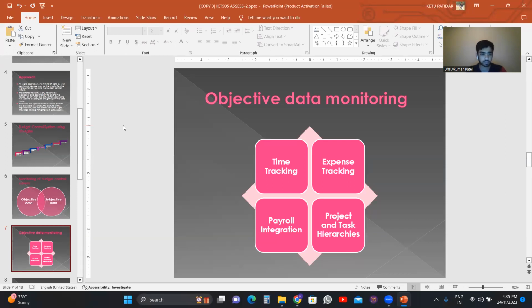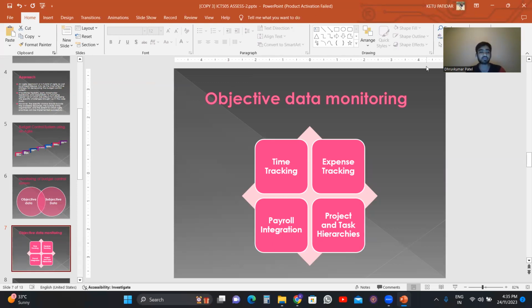And in second one, expense tracking. In expense tracking, install a system that enables staff members to log costs associated with projects. This process can be streamlined by integration with company credit cards or expenditure receipts. And next one, payroll integration. Connect the system to the business payroll system in order to reliably record employee salaries. This guarantees that the budget control system immediately incorporates pay data.